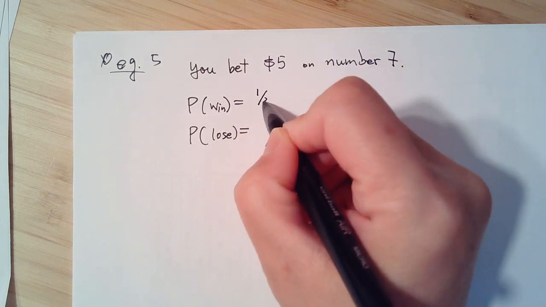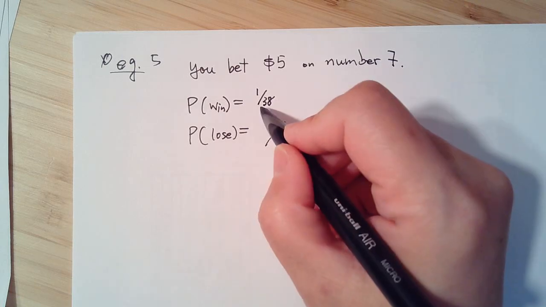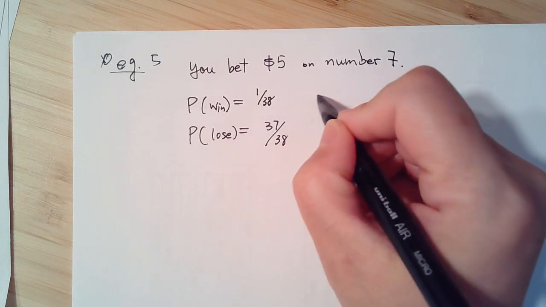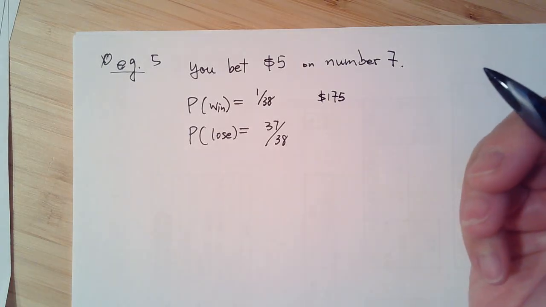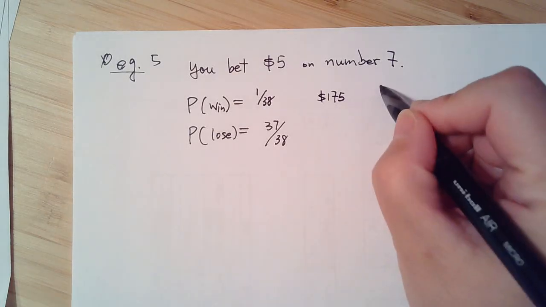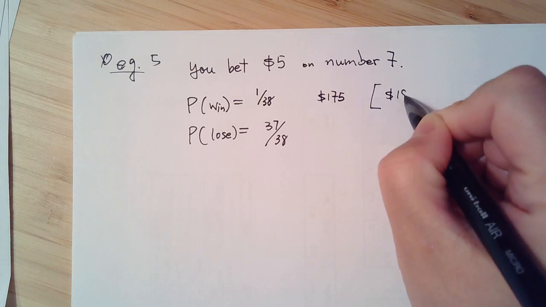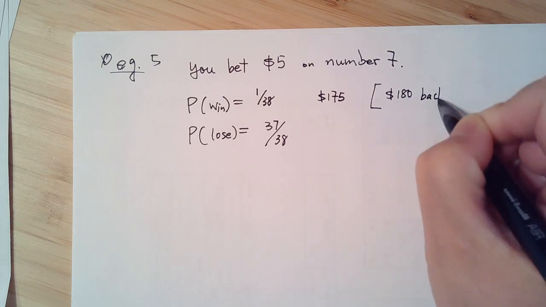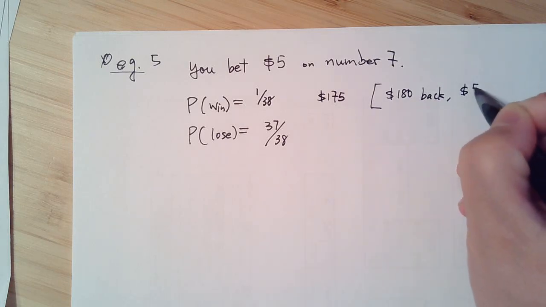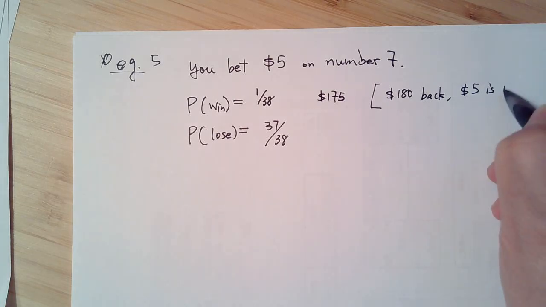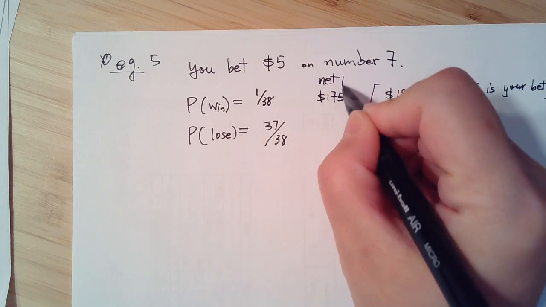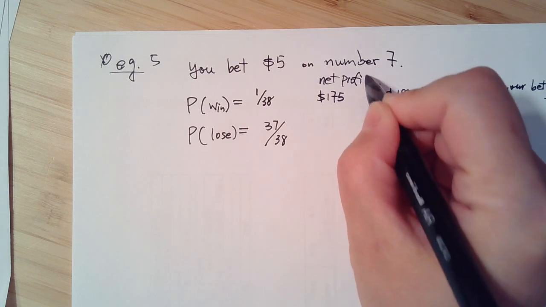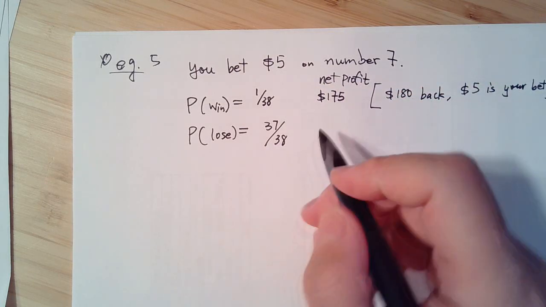And how much are you going to win? You're going to get 175. And what does that mean? Actually you get 180 back, but $5 is yours. It is your bet. You get the money back. And this is the net profit or net winning. And if you lose, how much are you going to lose? You're going to lose $5.